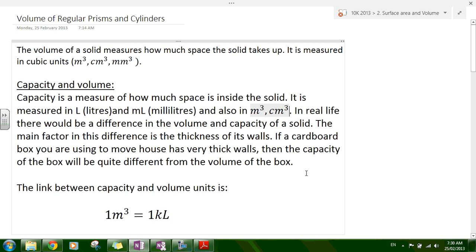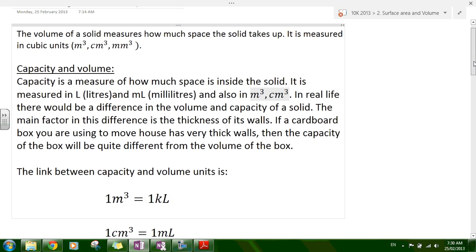Now, in most cases, we can just assume that they're the same, but if the walls of the box are very thick, obviously we can start to see that the thicker the walls are, the bigger the difference between what fits inside it and how much room it actually takes up. And so that's the difference between capacity and volume that we need to take into account.